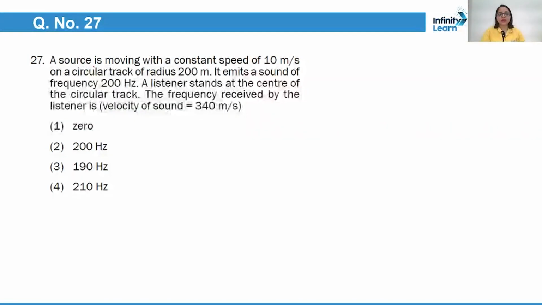Question number 27. A source is moving with constant speed 10 meter per second on a circular track of radius 200 meter. It emits a sound of frequency 200 Hertz. A listener stands at the center of the circular track. The frequency received by the listener is, and velocity of sound is 340 meter per second, right? So over here, it will not change and that will be 200 Hertz only. So the correct answer is option 2.